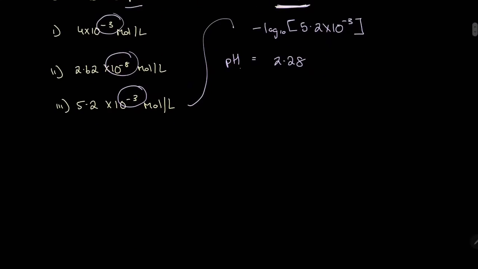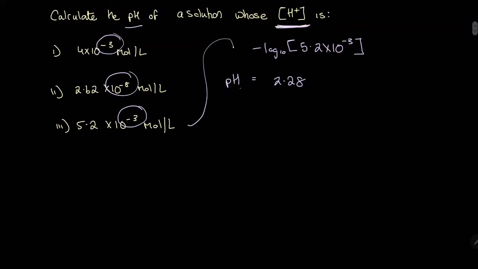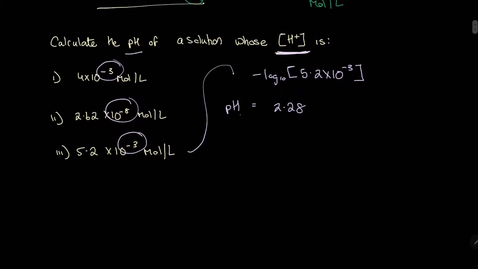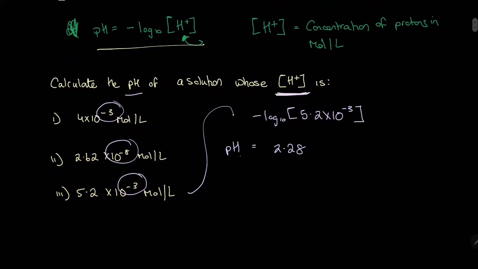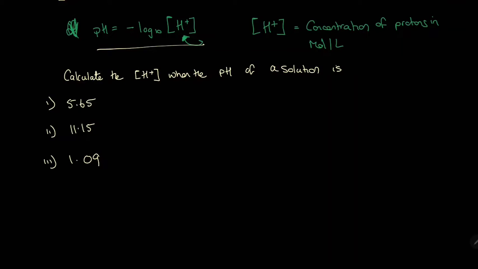Okay, we're going to continue on using this formula. That was converting from the concentration to the pH. Now we're going to convert the opposite way around. So we're going to have the pH, but we're going to try to find the concentration of the hydrogen ion instead.